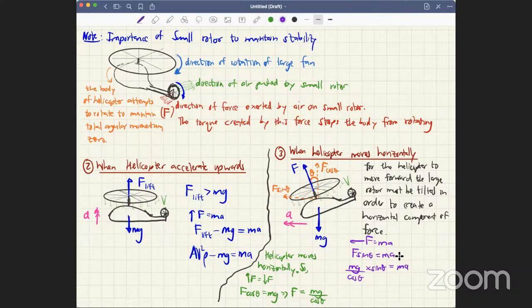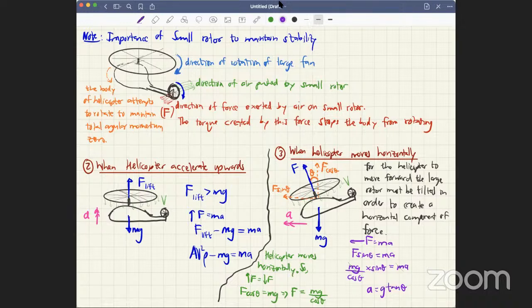Okay, people. You can cancel out m if you want, and you end up with an equation like this: a is equal to g tan theta. Don't memorize it by heart, it depends on the question. Okay, right. I hope you understood this. Clear, people? Clear, everybody? Right. So this is the third case of helicopter.